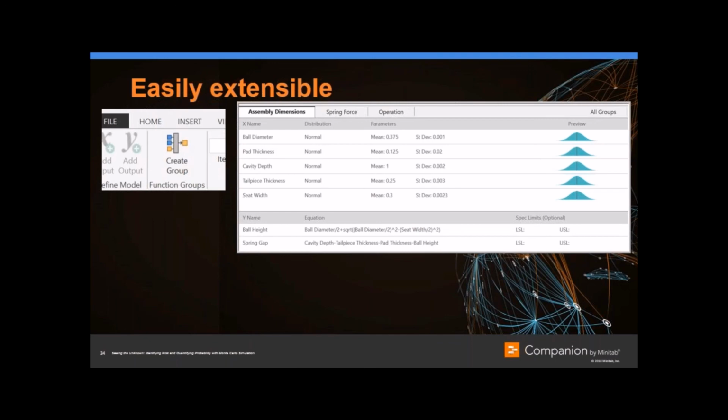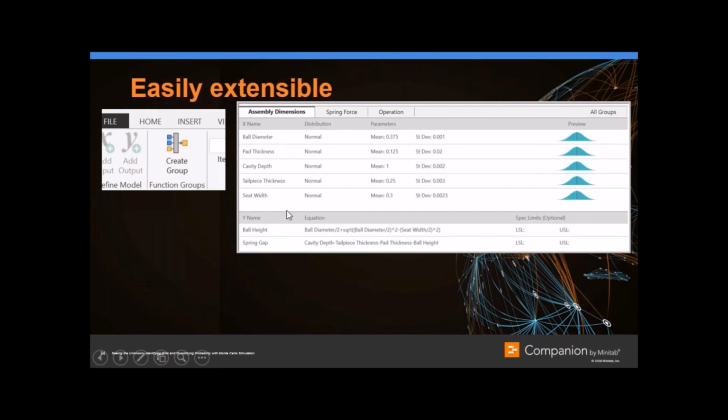But now think about if I extend this and say, well, what if I have a process that's much more complicated, where I'm looking at a system that has 4 different equations that help describe that system. One of the things in Companion that we've built in to help you compartmentalize or organize simulations is the idea of groups. So you can actually create groups, and if you take a look at this, I've got a group that's referred to as assembly dimensions.